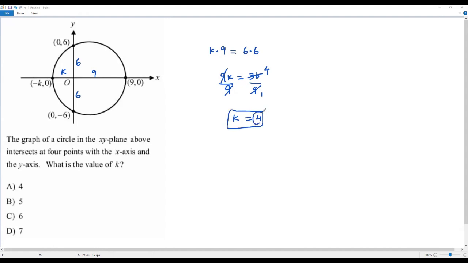The value of k is 4. And we find this 4 in answer choice A. The correct answer choice for this question is A.